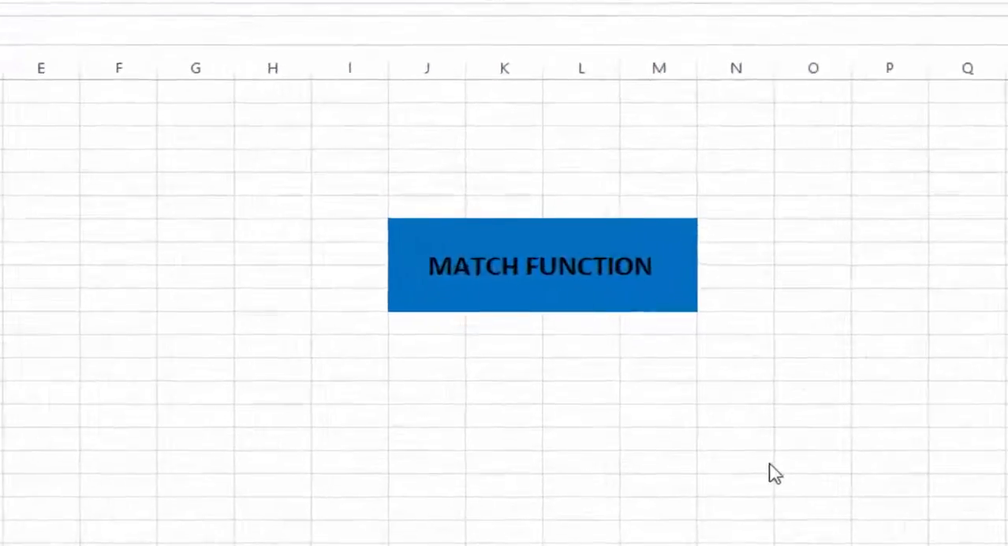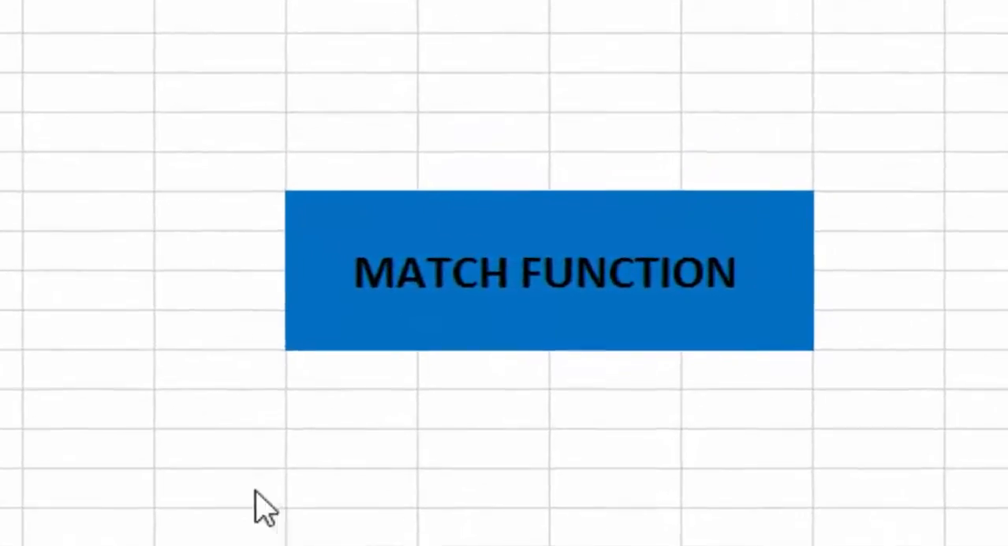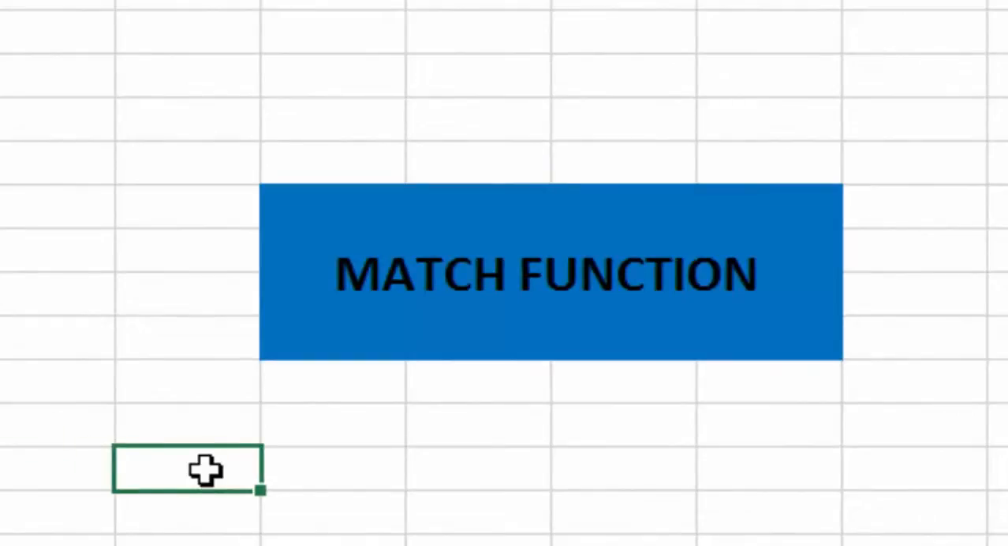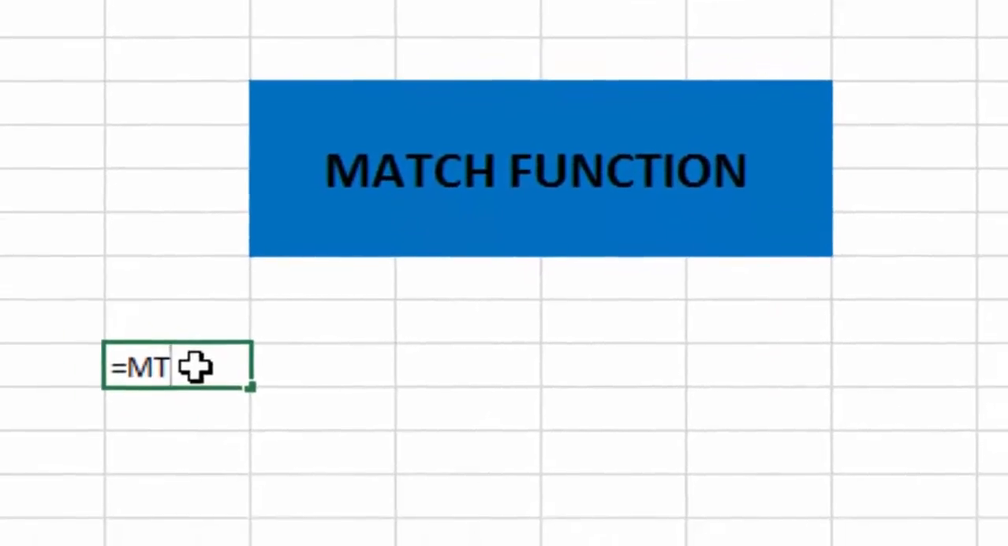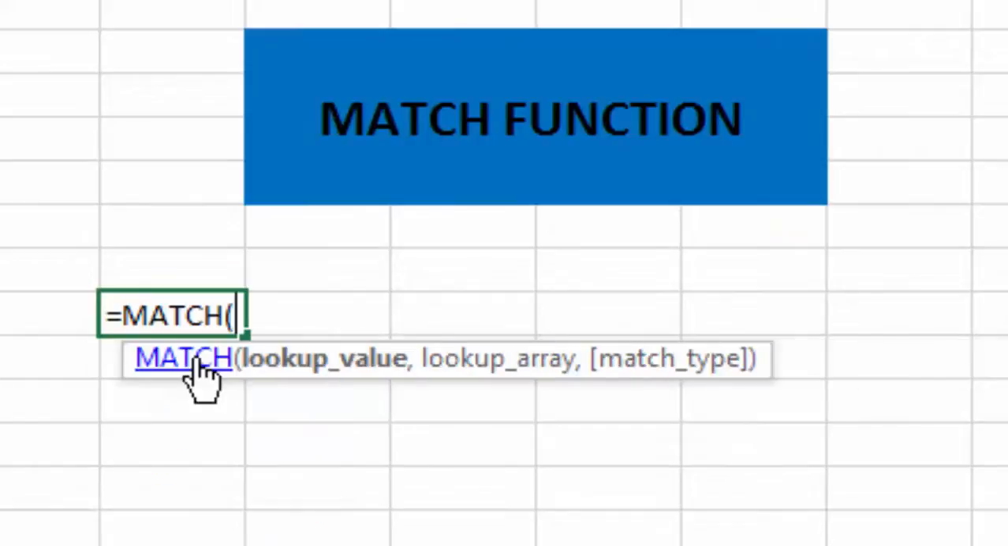Hello all and welcome to Modeling with Spreadsheet tutorial on the match function. In this tutorial we'll explain what the match function is. So we'll just type match, and here we see that the match function allows you to determine the position of the search item in the range of cells.